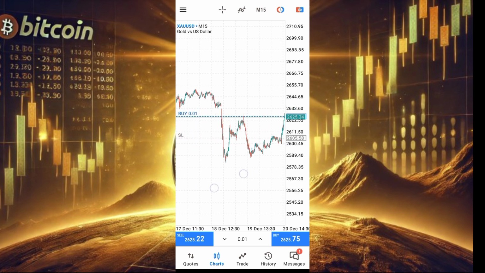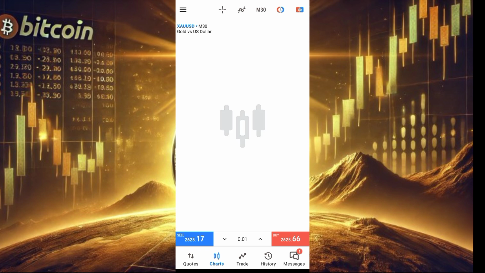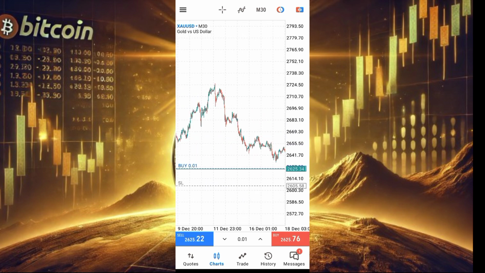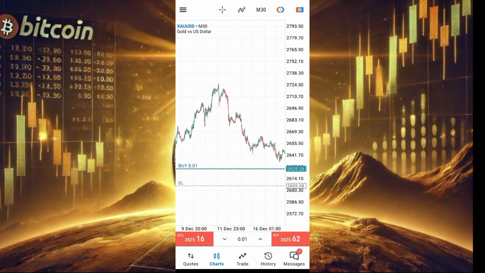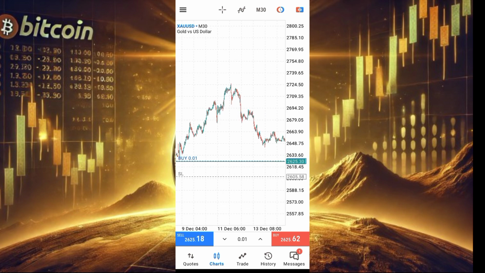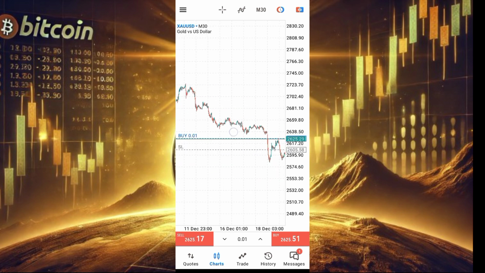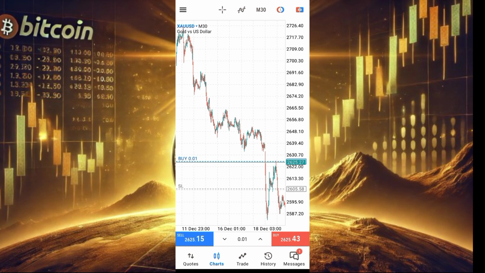Now, how do you calculate your take profit? If you want to take profit, you need to also check out the structure of this market. As you can see right here, there is a high, there is a higher low, and there is a lower high, and this a lower low. And there is another lower high, another lower low right here, and this a lower high, and this a lower low.